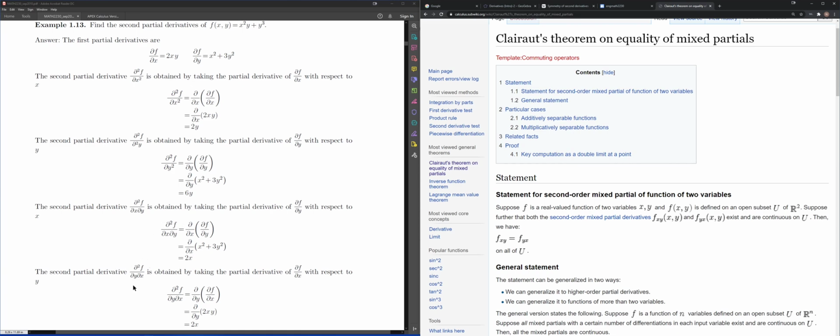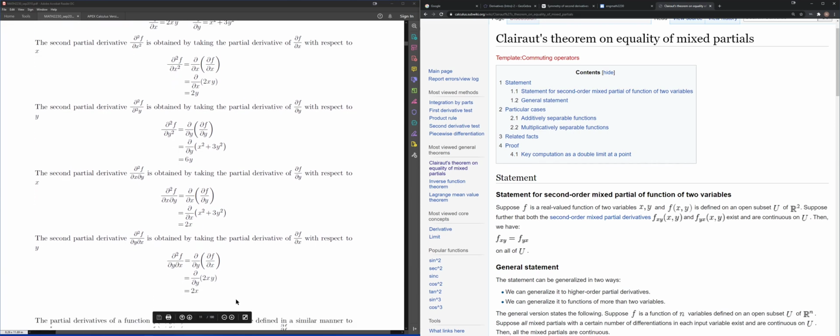Now, the second partial with respect to x first, then y, means that I need to work this out first, which is the 2xy, and then differentiate this with respect to y. When I differentiate this with respect to y, the y becomes 1, and the 2x comes along and I get 2x, right?